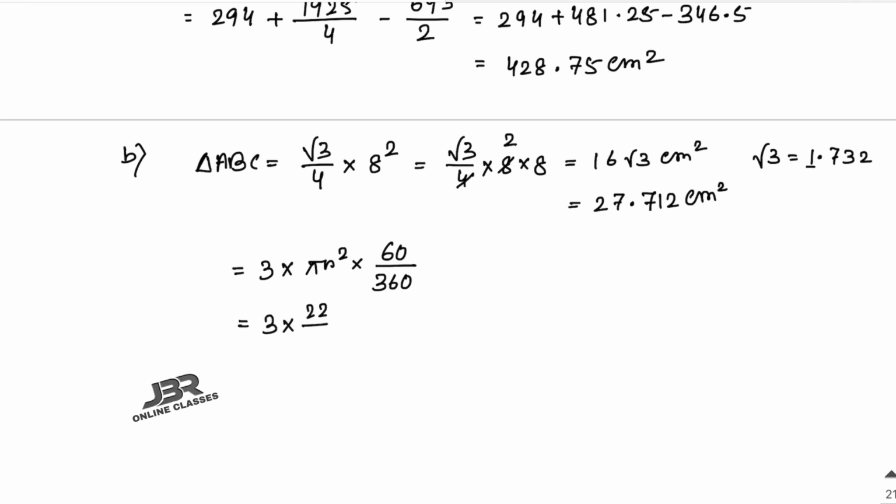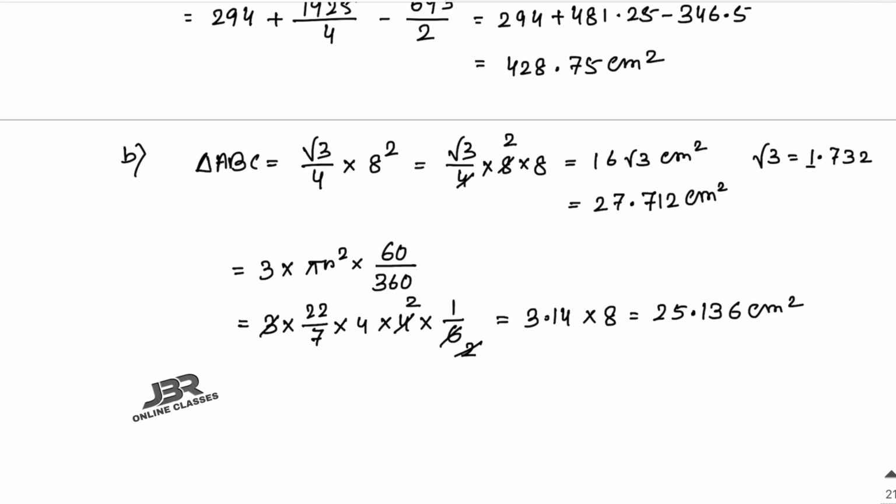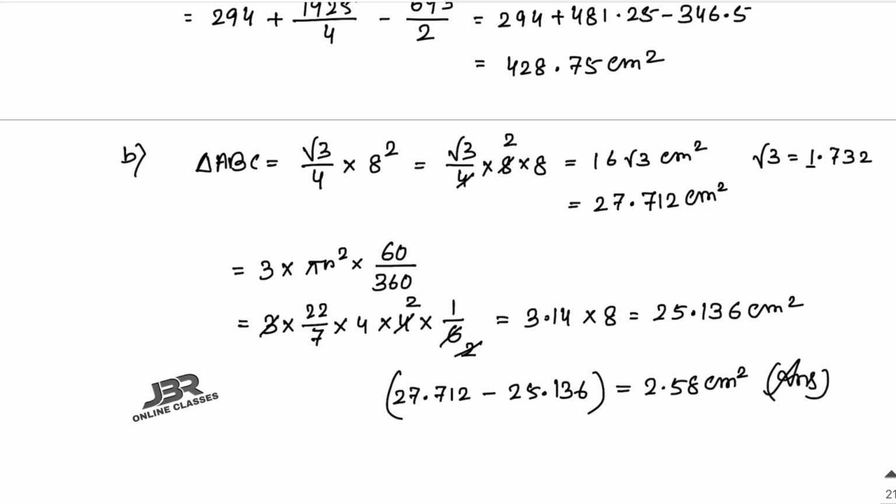So here 3, then 22 by 7, r square means 4 into 4, and that into 1 by 6. So 3 cancels out with this one, 2 cancels out with this one, and for 22 by 7 you can write 3.14, and then 4 into 2 is 8, that means 25.136 centimeter square. So the area of the shaded region is 27.712 minus 25.136, and that equals 2.58 centimeter square as your final answer.